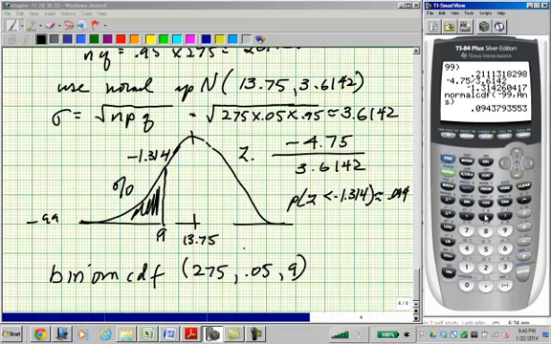So we'll do second and vars, an arrow up to binomial CDF, 275, comma 0.05, comma 9. Now this answer will be slightly different. It's 11.5%. Now, I'm not going to get into why they're different, and either method is okay. Either method is fine. All right, so that's those two problems, 28, 30, and 32.